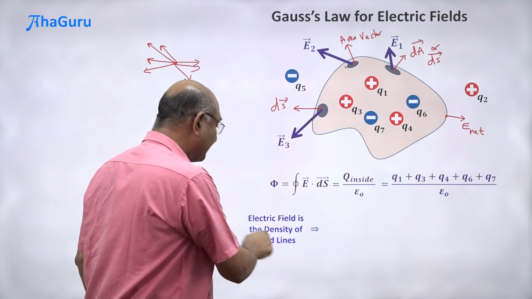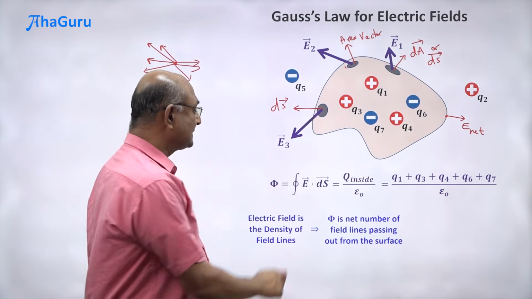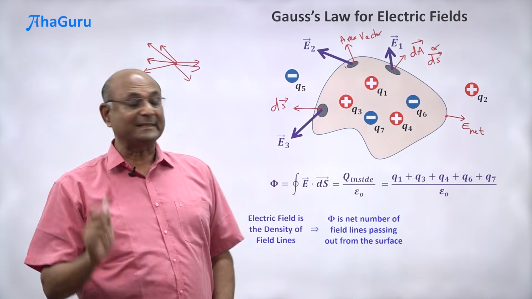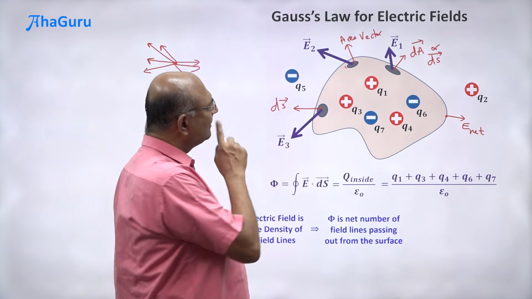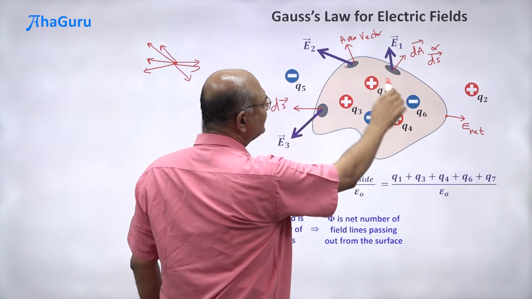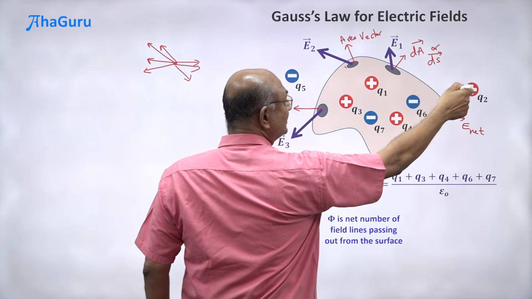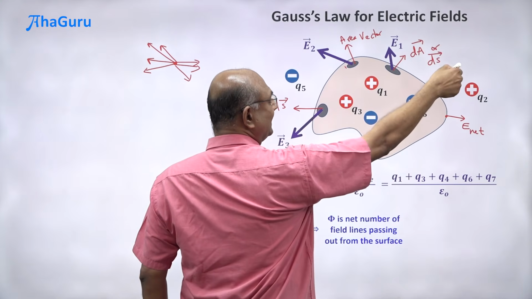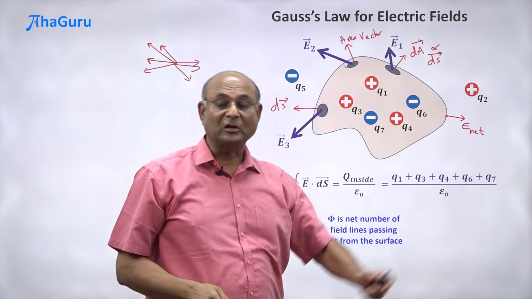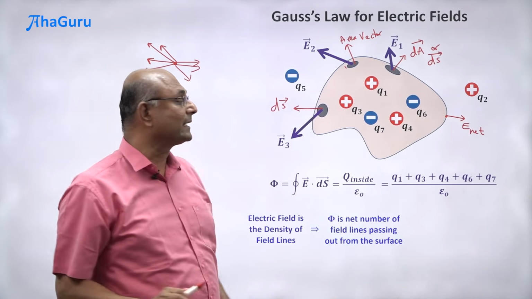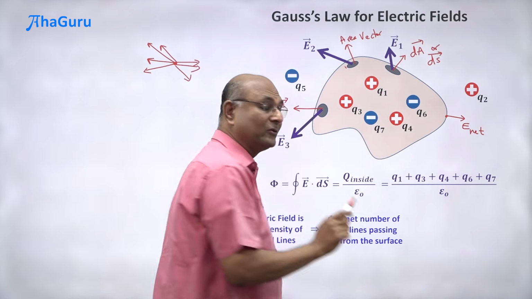So electric field is the density of field lines. That means flux phi is the net number of field lines passing out of the closed surface. Now how many lines will come out? All the lines that are produced inside. Well, what about a line produced outside? Any line produced outside will come in and go out. Once it is counted as coming in, once it is counted as going out. So any line produced outside is not going to matter because the net effect is going to be 0. So only the net number of lines produced inside.